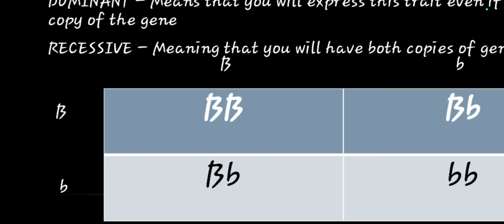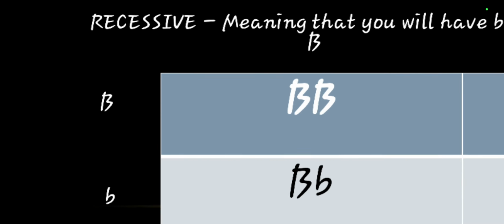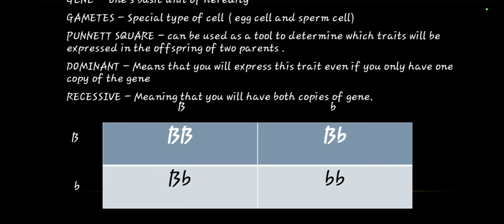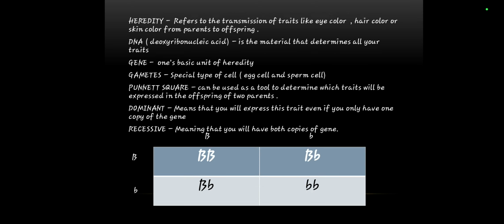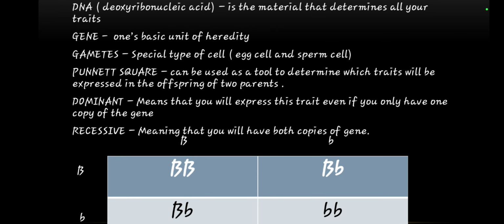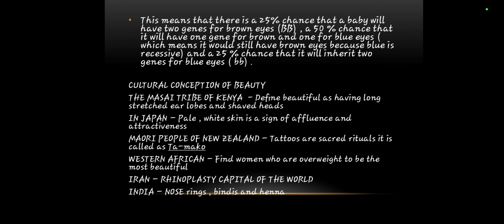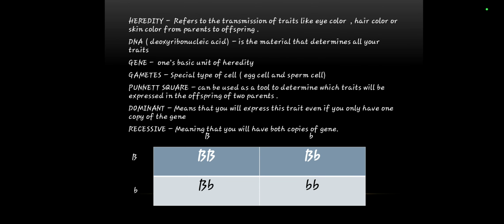Why is there a capital letter and a lowercase letter? When the representation of your gene is a capital letter, it is dominant. If it is lowercase, it is recessive. As I said a while ago, in creating a Punnett square, one parent is listed vertically here, then the other parent horizontally above the square. The capital letter B is dominant, and the lowercase letter b is recessive. So that is a good example.